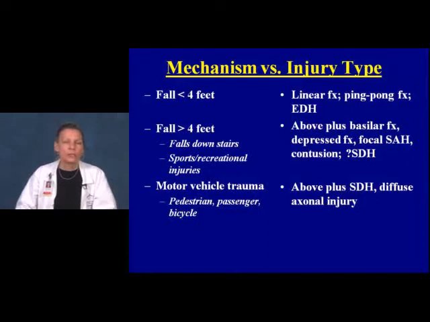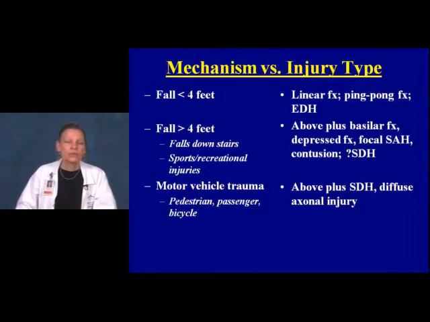Once a child is above shoulder height, you're holding the child on your shoulders, it's off a balcony, it's off a bunk bed. Now you get into the realm where children can get basilar skull fractures, depressed skull fractures, focal subarachnoid hemorrhage, surface contusions, and occasionally subdural hematomas. These also include things like falls downstairs and sports and recreational injuries where the initial velocity is higher, so the force is higher.